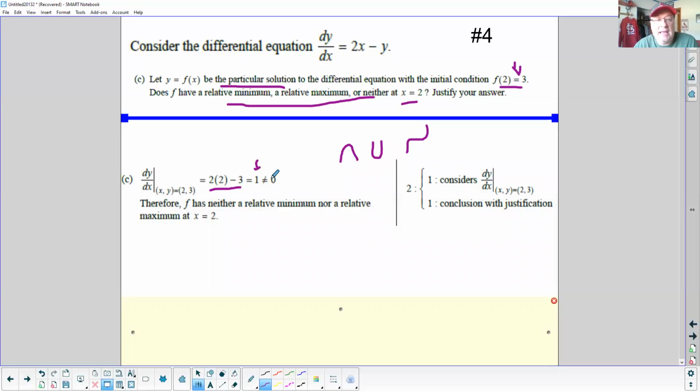Therefore, the function is increasing at x equals 2. So it has neither a minimum nor maximum. And basically, it's just because that first derivative is not equal to 0. If you consider the first derivative, it doesn't even have to be right if you got it wrong because it says the word considered. So if you somehow use the first derivative in your explanation, that's how you get the first point. To get the second point, you have to have the neither, and you have to explain why not.